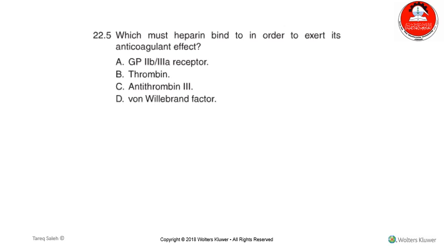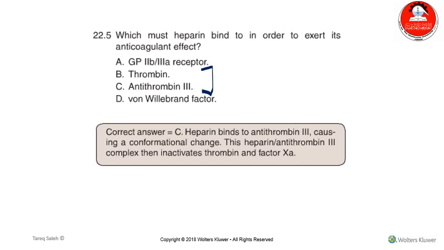So you are left with two options, either thrombin or antithrombin 3. Remember that heparin does not directly inhibit thrombin. Heparin, on the other hand, binds to antithrombin 3 and enhances its activity to inhibit thrombin. So it's an indirect way of thrombin inhibition. So the correct answer is C.